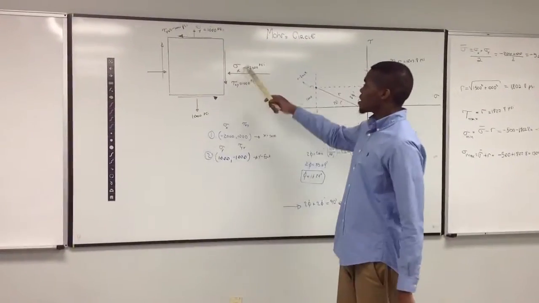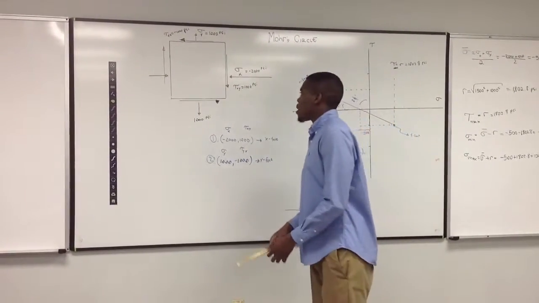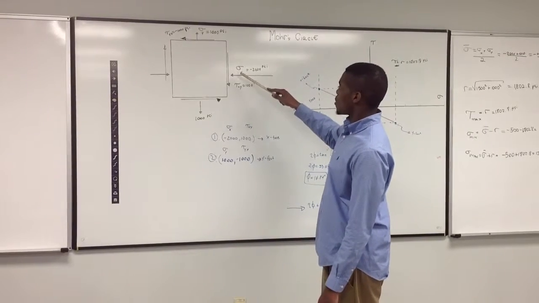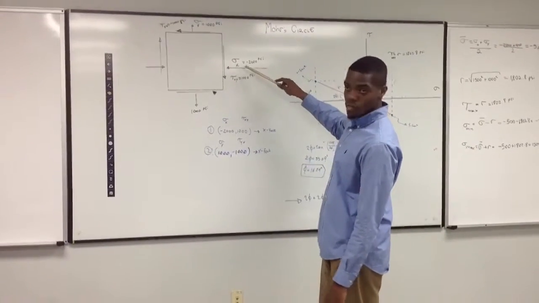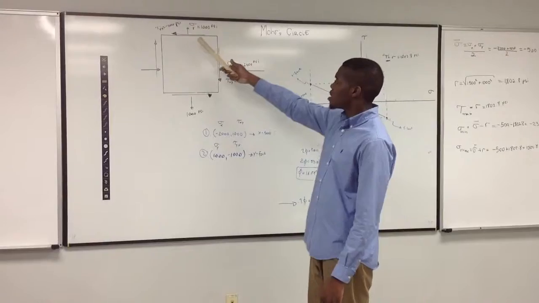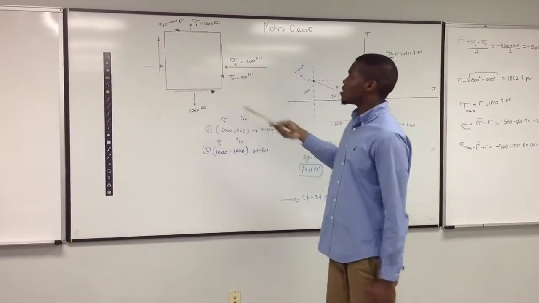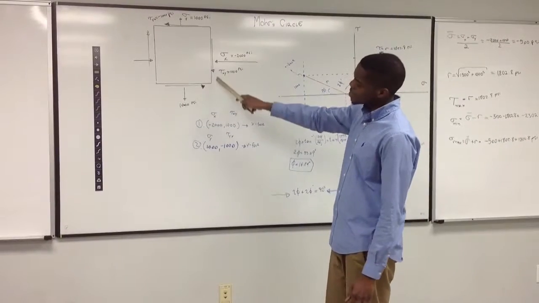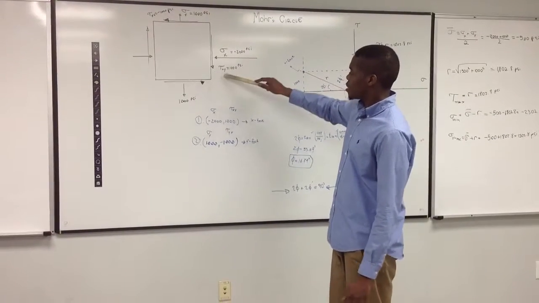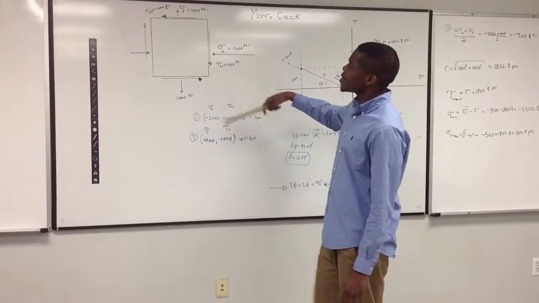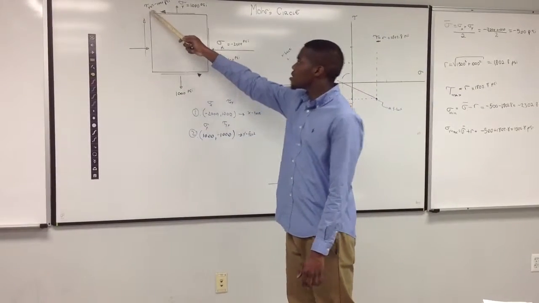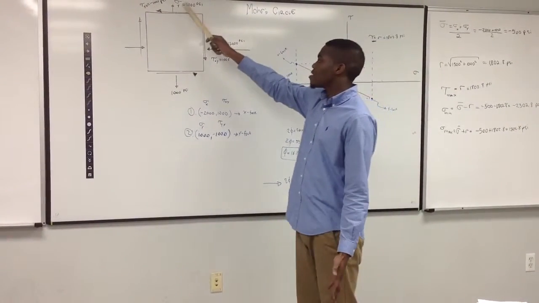So we're given X and Y planes, X and Y faces. On the X face we have a normal stress of negative 2,000 psi. On the Y face we are given 1,000 psi. For the shear stresses, on the X face you see here, the shear stress is 1,000 psi. On the Y face, the shear stress is negative 1,000 psi.